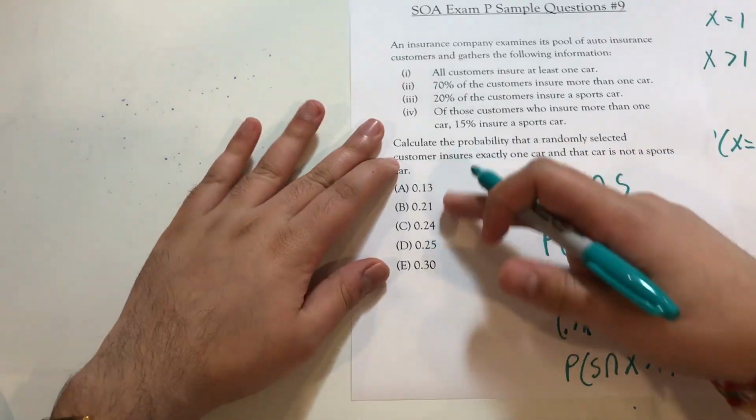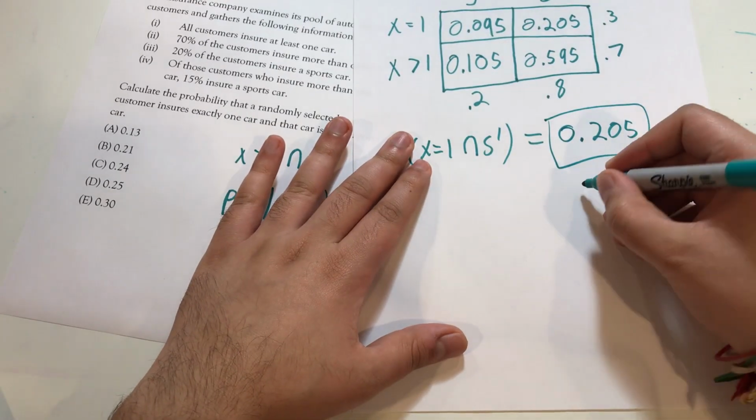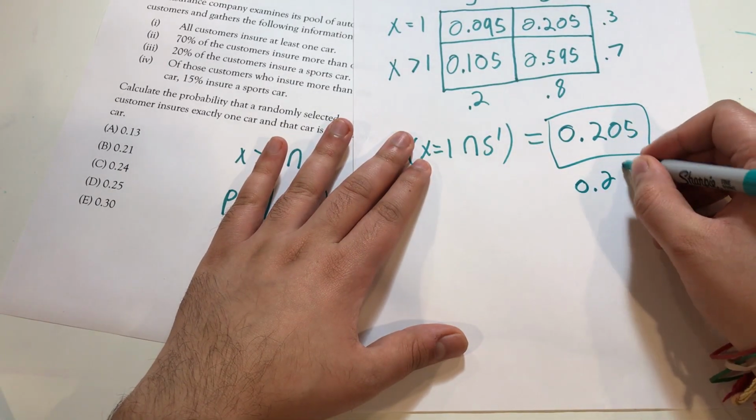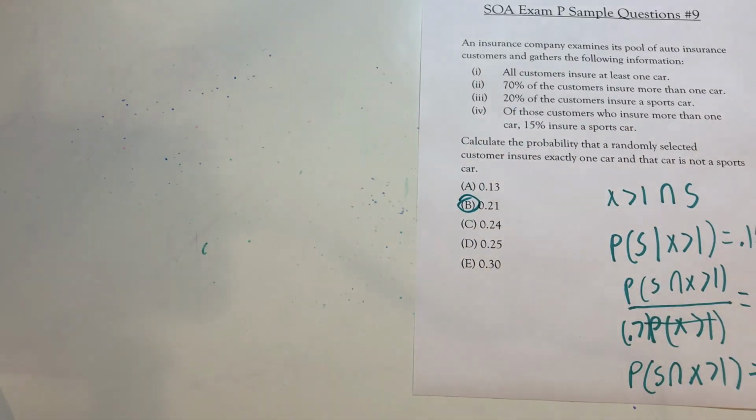Now the answer choices are to two decimal places, so rounding this gets us 0.21, which is answer choice B. Okay, hopefully I made that problem a little bit easier for anybody finding it a bit tricky.